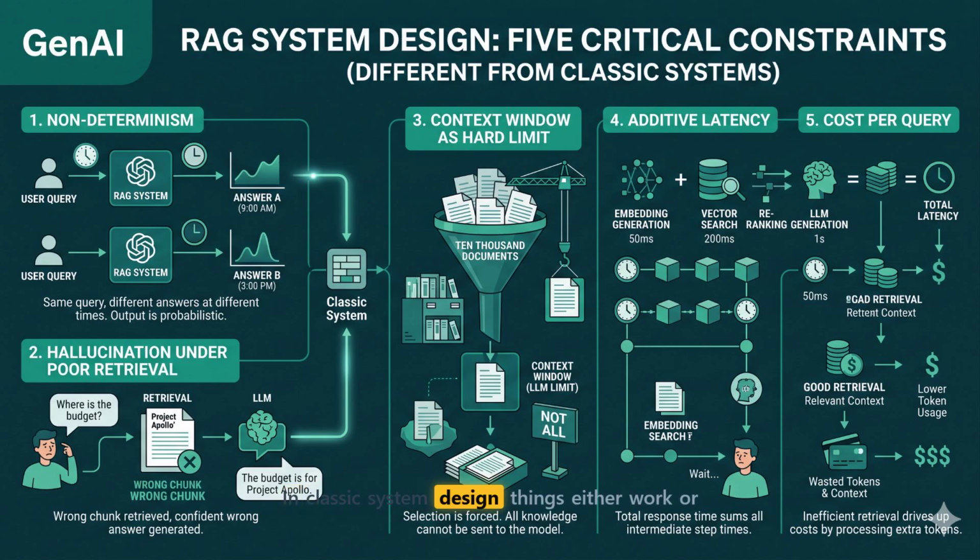In classic system design, things either work or they don't. A load balancer either routes your request or it drops it. In RAG, there's a dangerous third state. The system works, but it's confidently wrong. The LLM returns an answer. The answer is false. The user trusts it. No error was thrown. No exception was caught. This is the silent failure mode that classic system design never prepared you for.